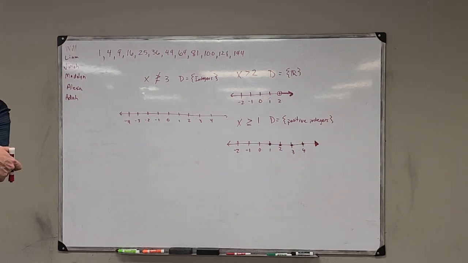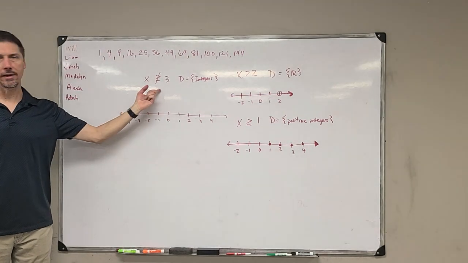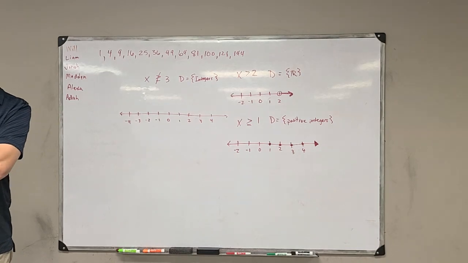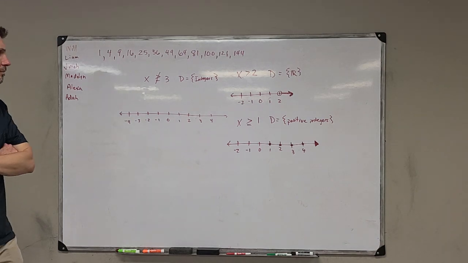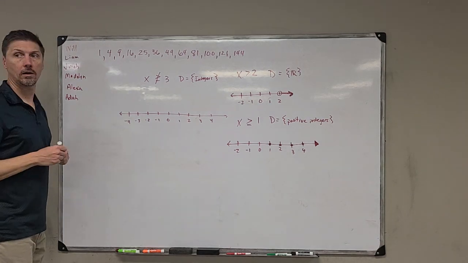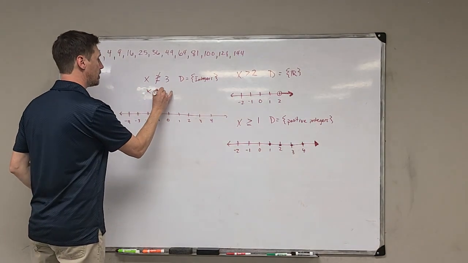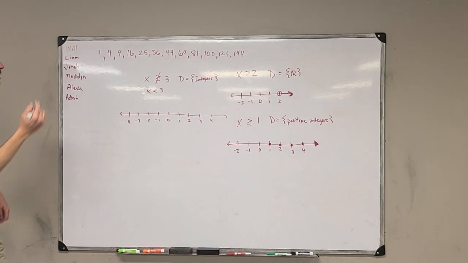So what's the easy way to think about graphing this? I would rewrite this instead of trying to graph it like that. Do you guys know how you would rewrite that? X is less than 3. Very good.